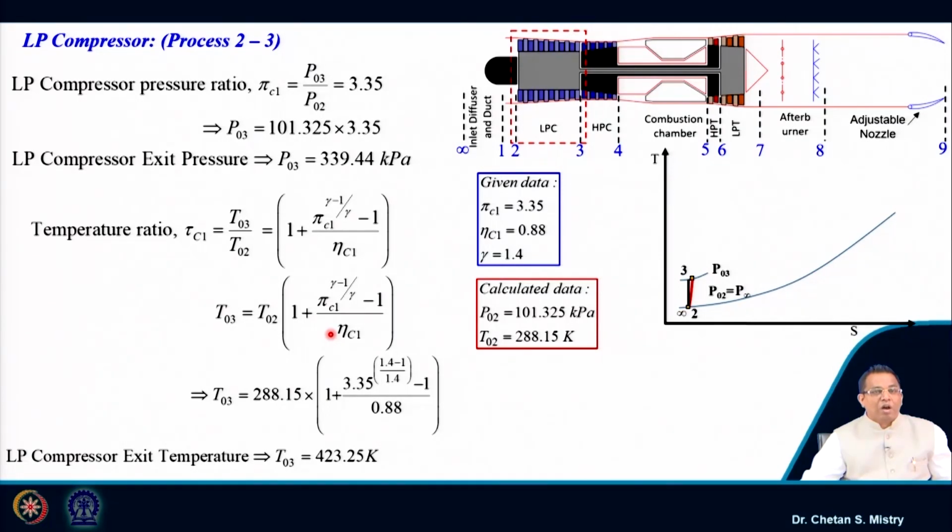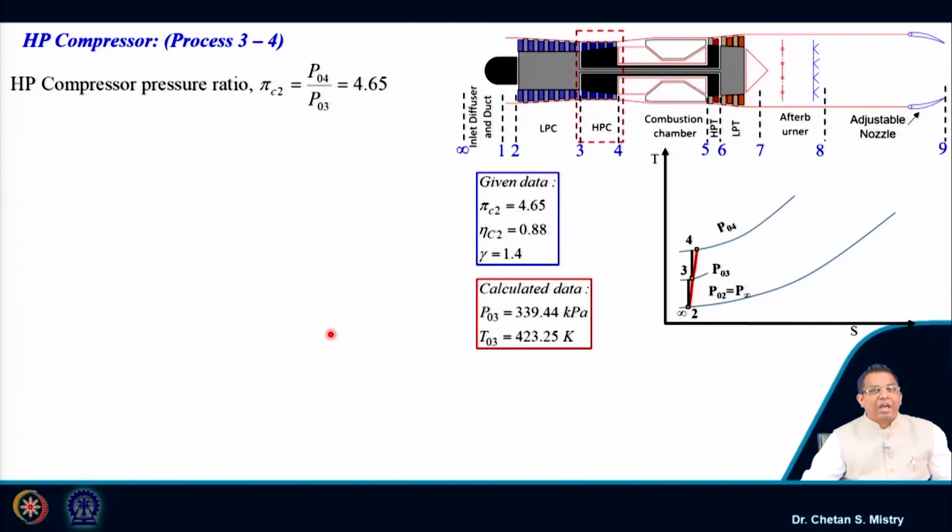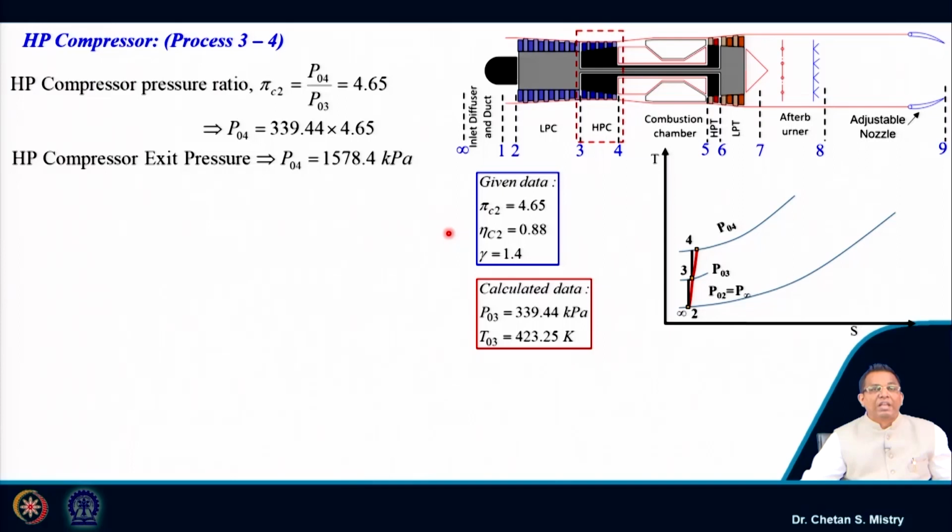Okay. Now, the next component we have is my HP compressor. For the HP compressor, we know our pressure ratio. It says my pressure ratio is 4.65. If I put that in, we calculate our exit pressure, and this exit pressure comes as 1578.4 kilopascal. Be careful in writing the units.